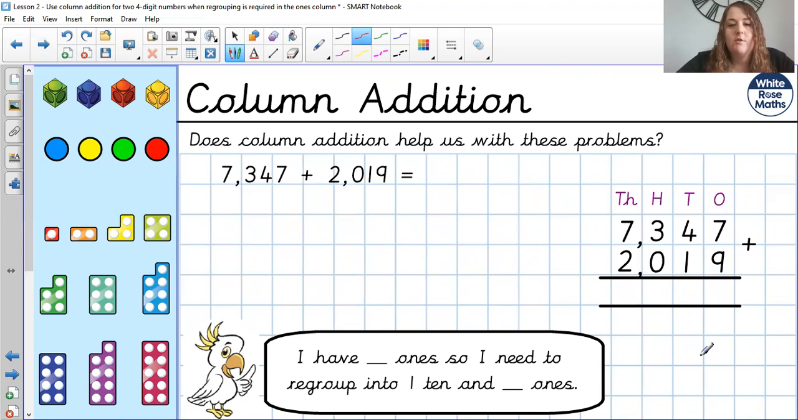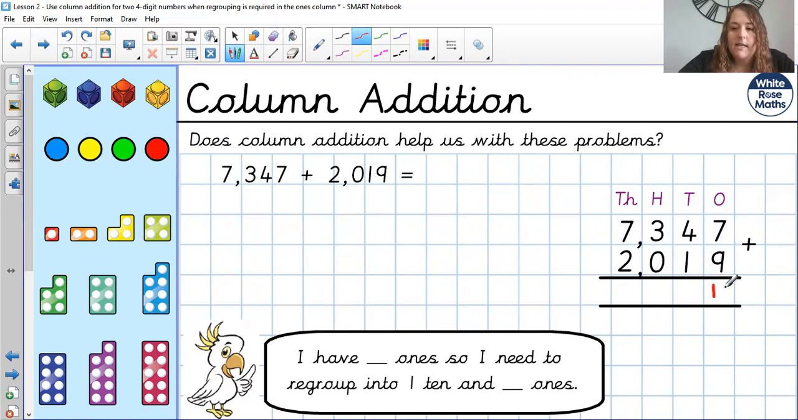7,347 add 2,019. Okay, so I've made sure the ones are in the ones, the tens are in the tens, the hundreds are in the hundreds, and the thousands are in the thousands. And we're going to have a go today at this question now. So 7 add 9, first of all. 7, 8, 9, 10, 11, 12, 13, 14, 15, 16.